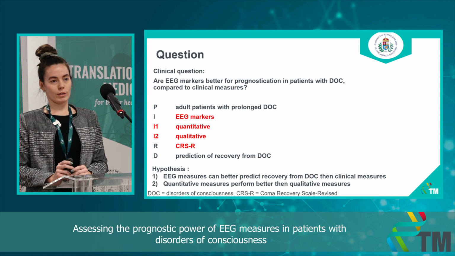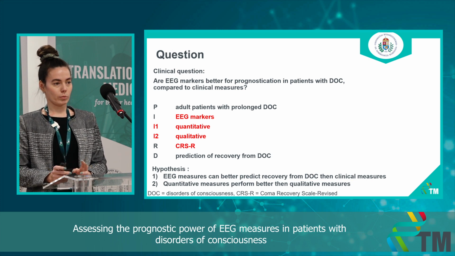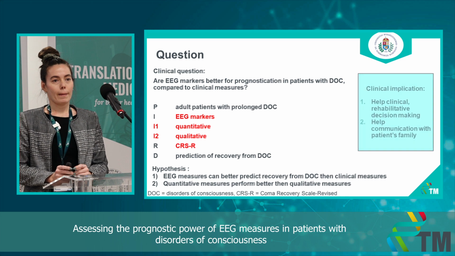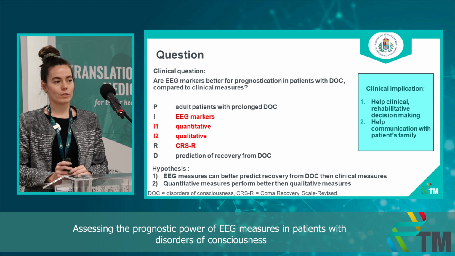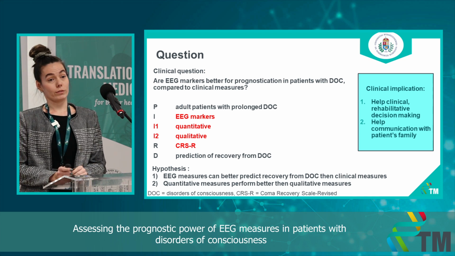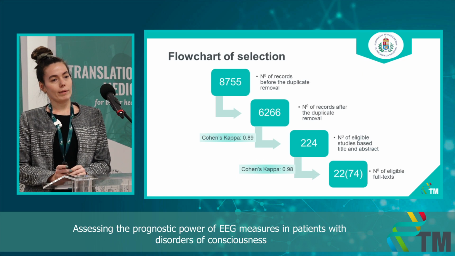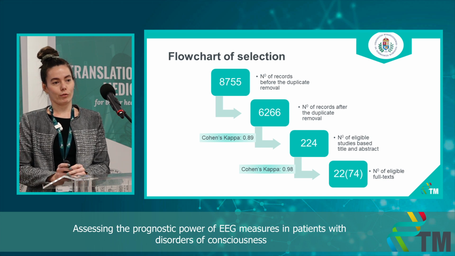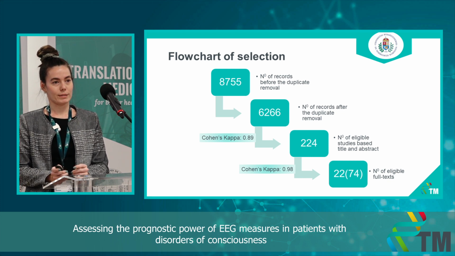So our clinical question was if EEG markers are better in the prognostication in patients with DOC compared to clinical measures. And our hypothesis was that yes, they perform better, and that the quantitative markers will perform better than the qualitative measures that we assess. We hope that our results will help the clinical and also the rehabilitative decision-making, and help the communication with patients' family. We ended up with 74 articles, but only 22 were eligible for all the data. The other authors have not responded, or we didn't have all the data from the articles.